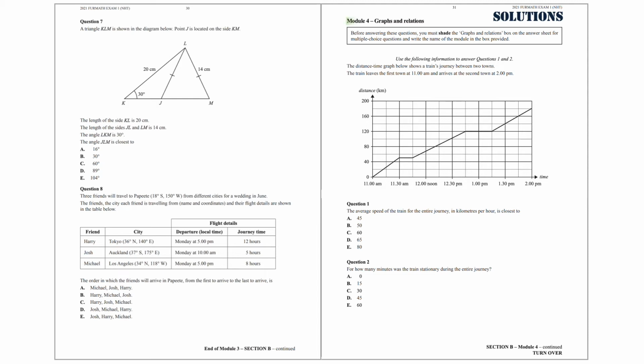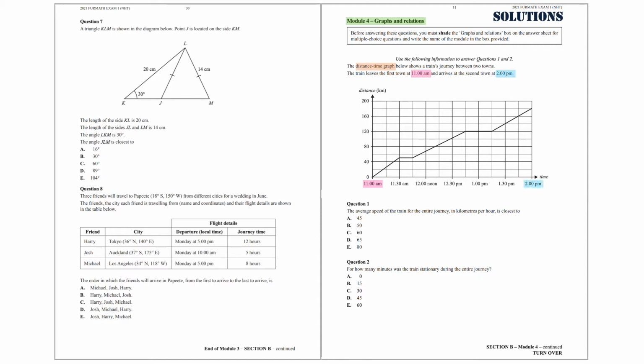Module 4 Graphs and Relations. Use the following information to answer questions 1 and 2. The distance time graph below shows the train's journey between two towns. The train leaves the first town at 11 a.m. and arrives at the second town at 2 p.m.